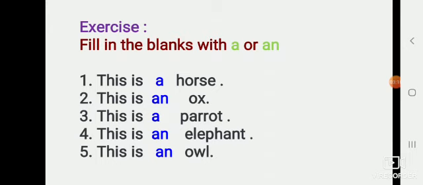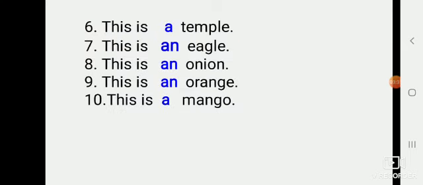This is an elephant. Elephant's E is a vowel sound. That's why an elephant is correct. Now this is an owl. O is a vowel sound. That's why an owl. Next. This is a temple. Temple's T is a consonant sound. That's why this is a temple.